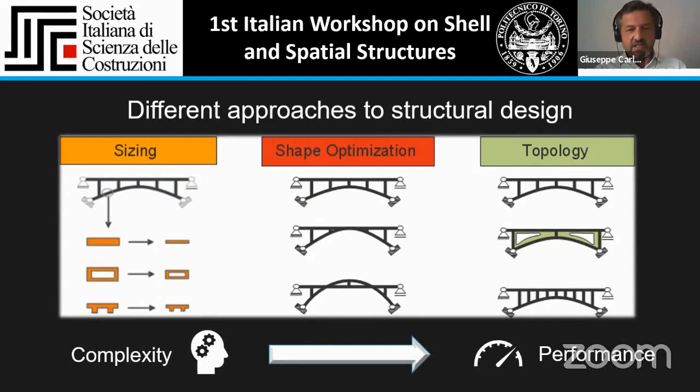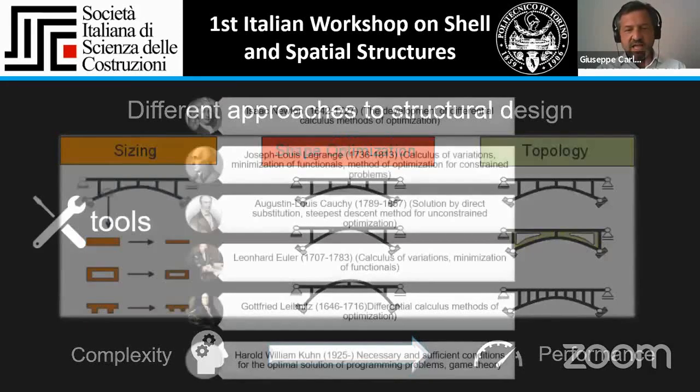Okay, and going from the left to the right, we increase the complexity also, because it's easy to understand. We increase the number of design parameters, but we also increase the performance, so we can reach better solutions with topology optimization than with shape and with sizing.